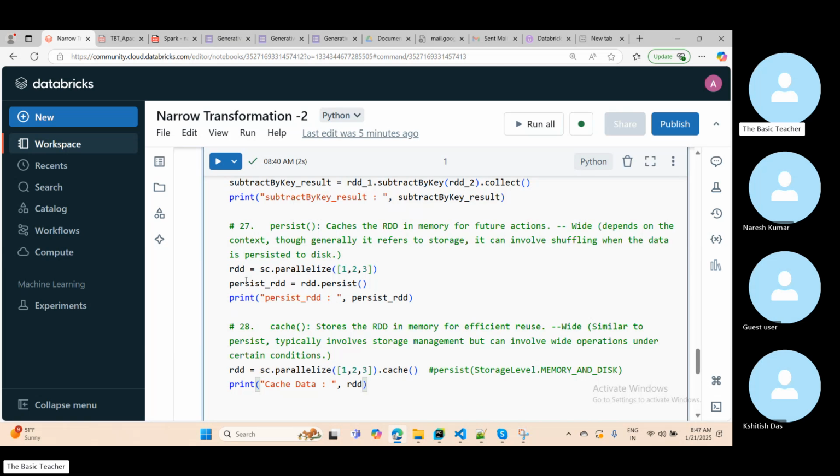Whenever data is small and fits in memory, we can use cache to avoid recomputation. And for advanced use cases where custom storage is needed, we go for persist.